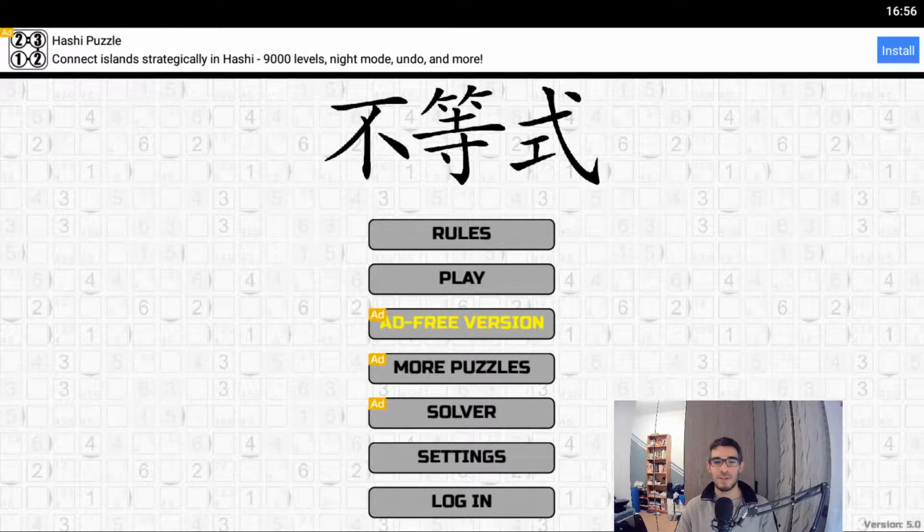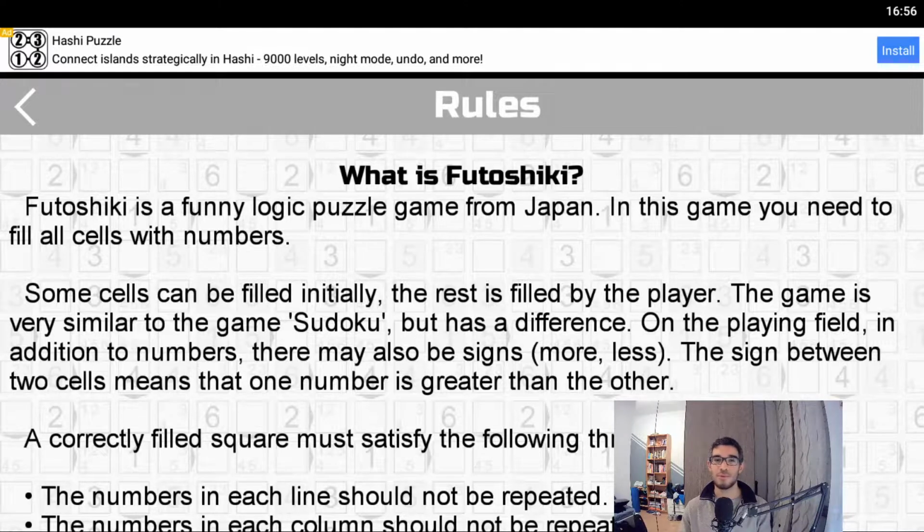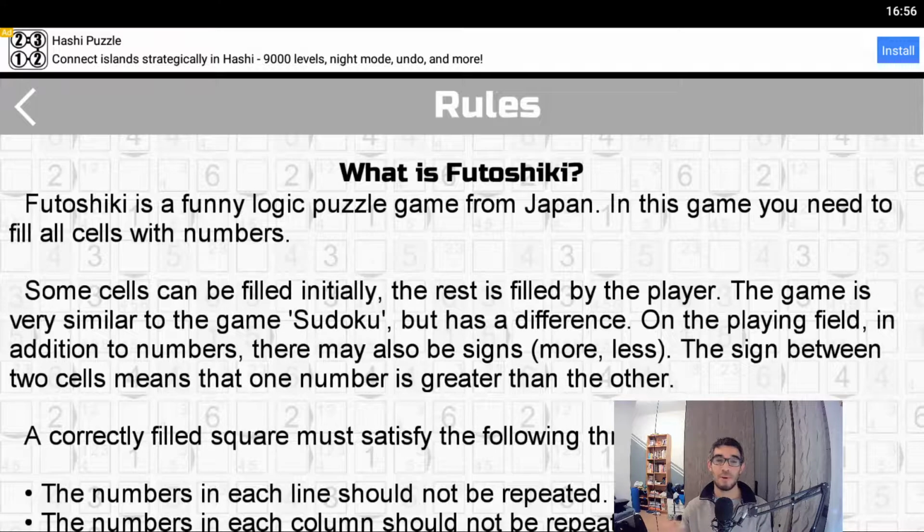So with this video, I just wanted to show you guys this game, and hopefully, if you're interested and if you like it, you can try it yourself. It's called Futoshiki. It's a game very similar to Sudoku. These are the rules, by the way. I'm just going to read them very quickly.